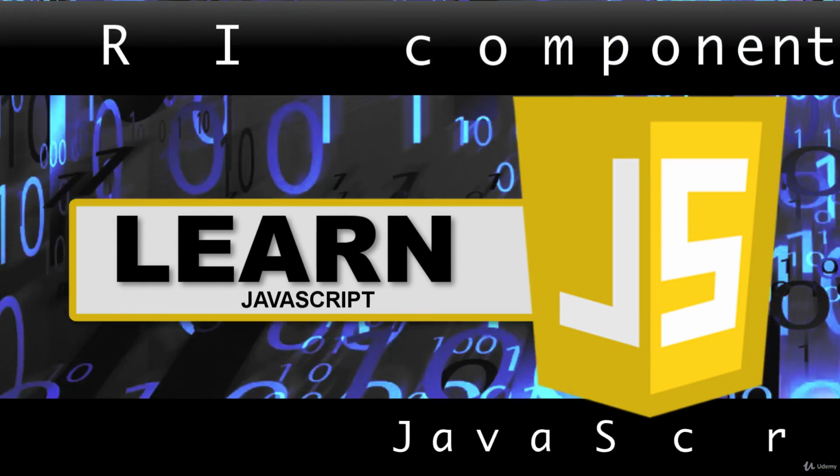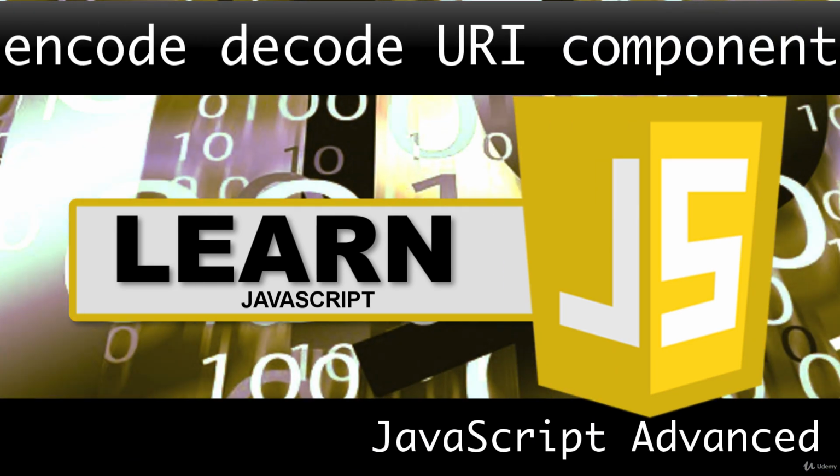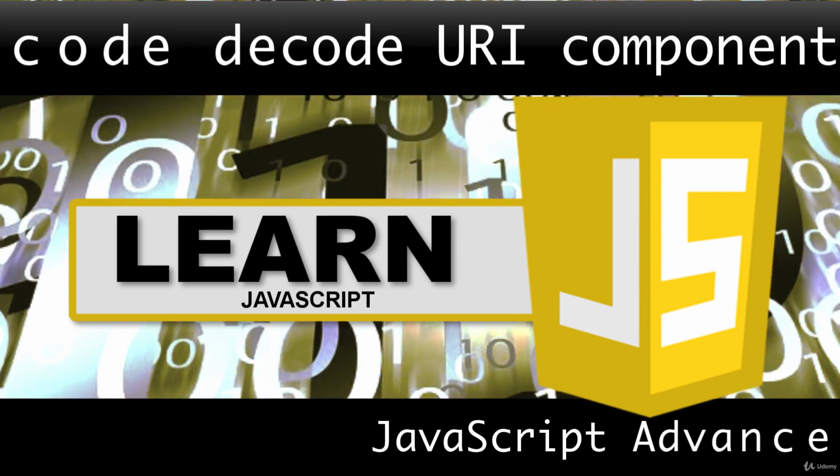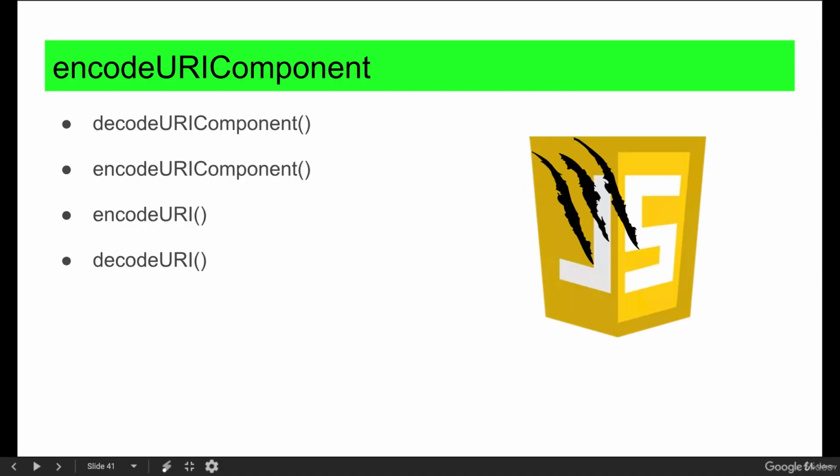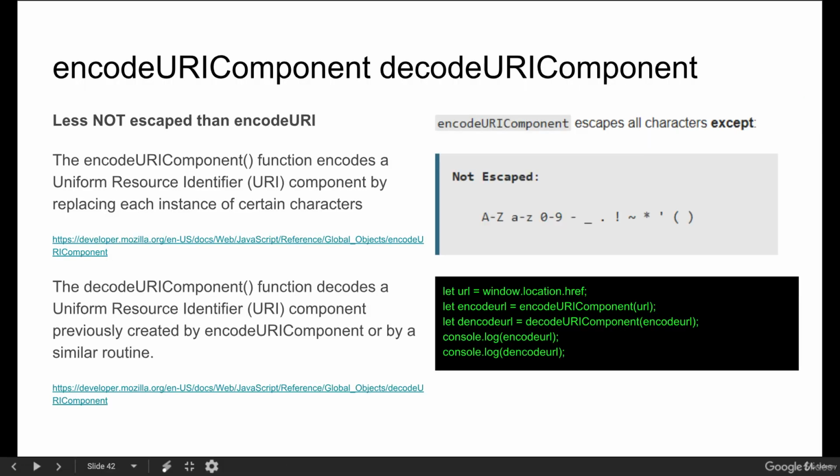In this lesson, we are looking at encoding and decoding URIs. We can do encodeURIComponent and decodeURIComponent, as well as encodeURI and decodeURI. So what's the difference? It's the characters that get escaped. If you use the encodeURIComponent method, it escapes all characters except the ones below. And this is how you can write that.